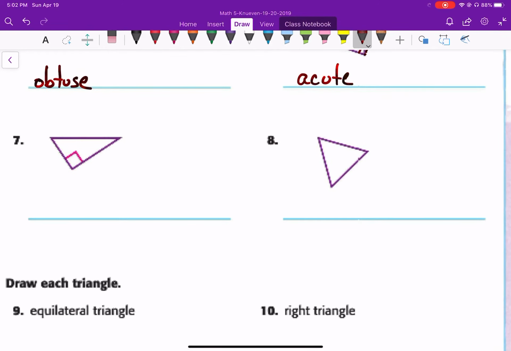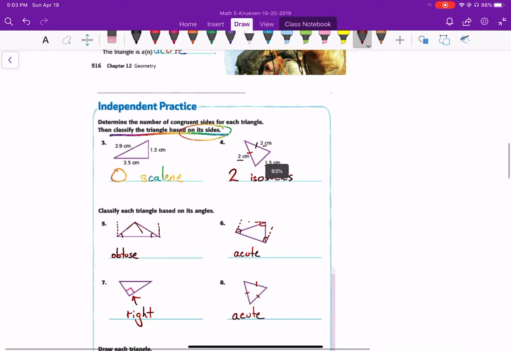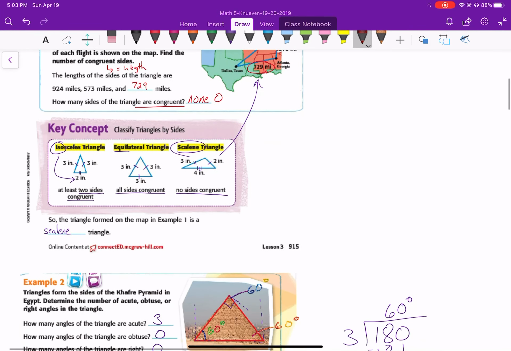And the giveaway on this one, number 7, is I see that right angle symbol in the corner there. So this triangle is a right triangle. And number 8 here, I should be able to look at it and it looks pretty congruent on all three sides. So it's an equilateral if I do identify it that way. However, we're doing it based on angles. So this would be acute. All right. I hope this helps break down how we identify triangles based on sides and angles.